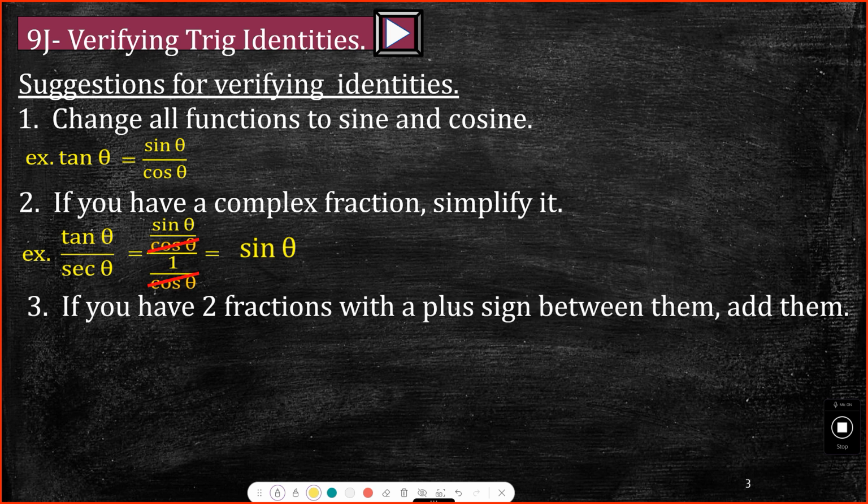Number 3. If you have 2 fractions with a plus or a minus between them, add them or subtract them depending on what it is. Here's another example. So yeah, this section of trigonometry called identities and verifying identities is very abstract. You really need to know a lot of things from elementary school math, middle school. You need to know algebra. You need to know geometry.